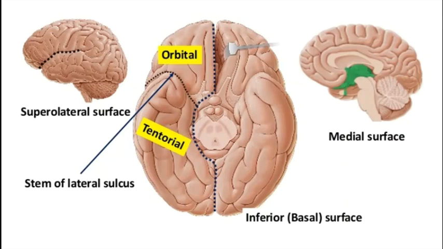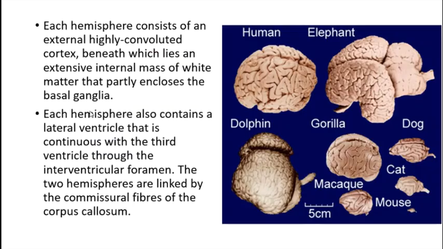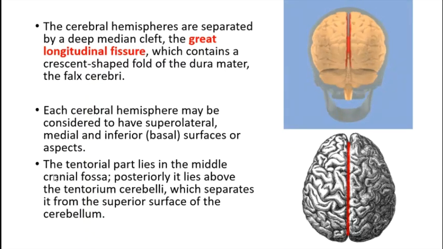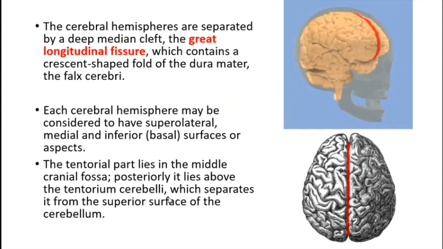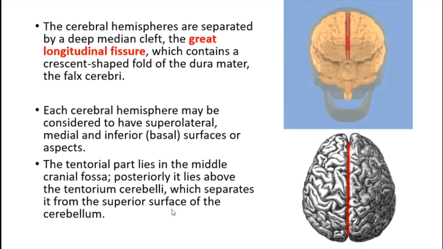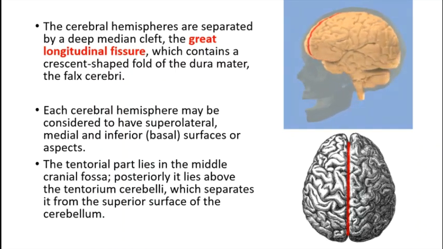So that's what I want to tell you about the location of the posterior cranial fossa. Posterior cranial fossa houses these structures which are below the tentorium. So cerebellum and the brainstem will be housed in the posterior cranial fossa. So the tentorial part lies in the middle cranial fossa. Makes sense now. Posteriorly it lies above the tentorium cerebelli which separates it from the superior surface of the cerebellum. Okay, we know that. So just remember this one.